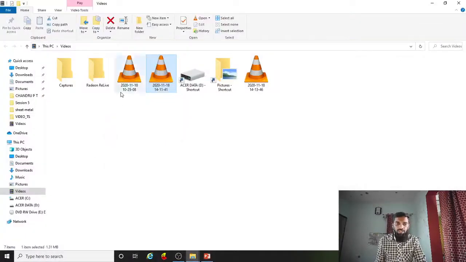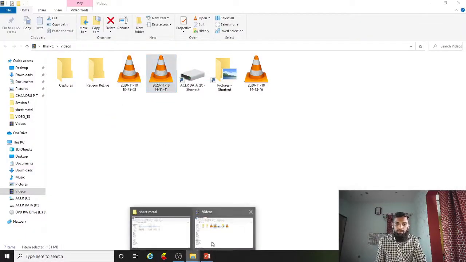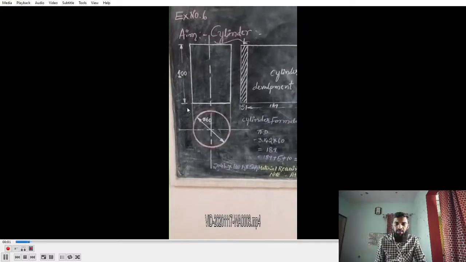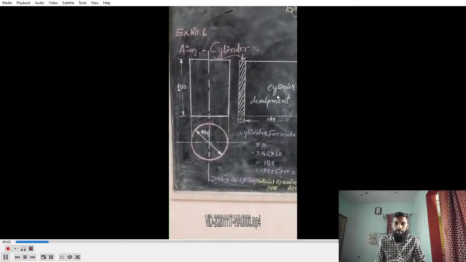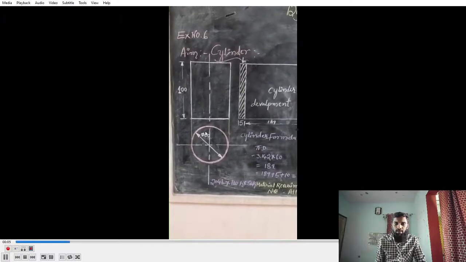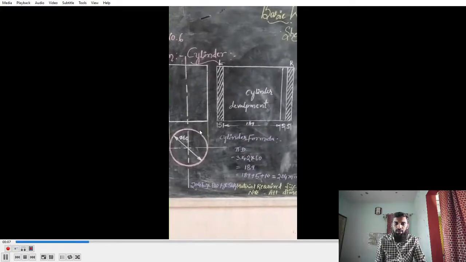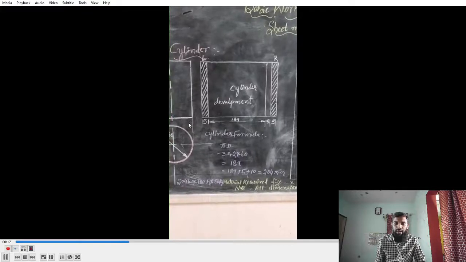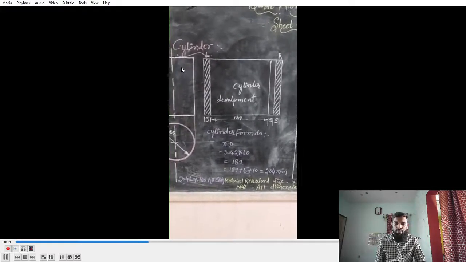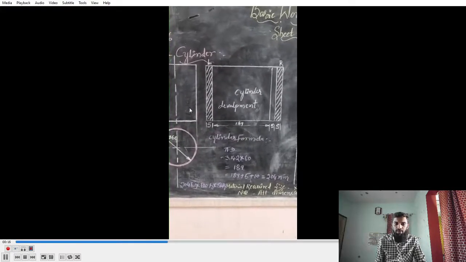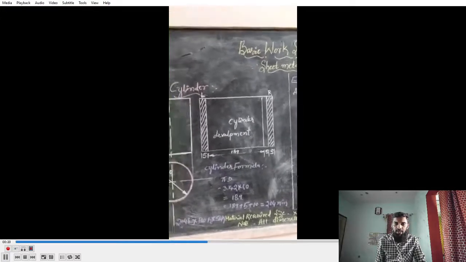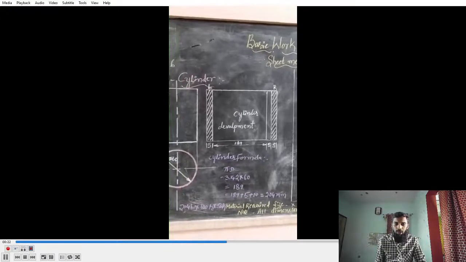We shall watch the video of drawing. So, this is the video of drawing. So, as you can see, a circle of diameter 60 and a height of 100 mm cylinder is drawn, the top view and front view of the cylinder, and this is the development of cylinder which is drawn.